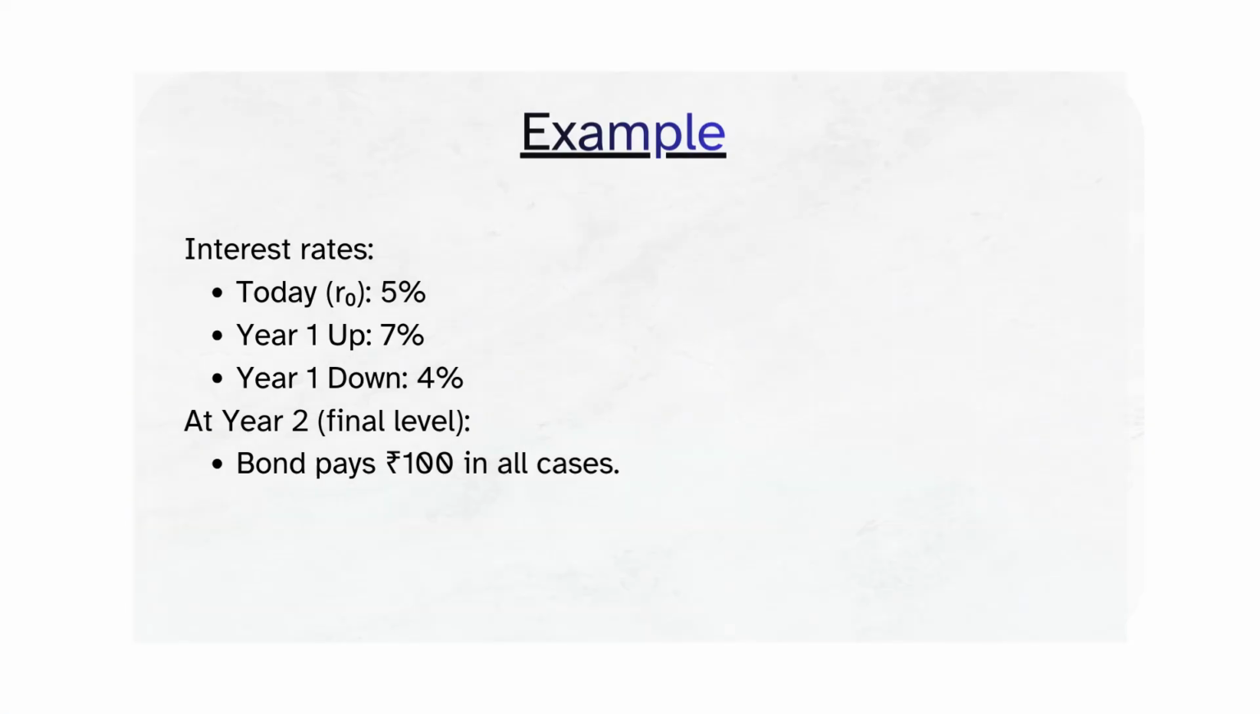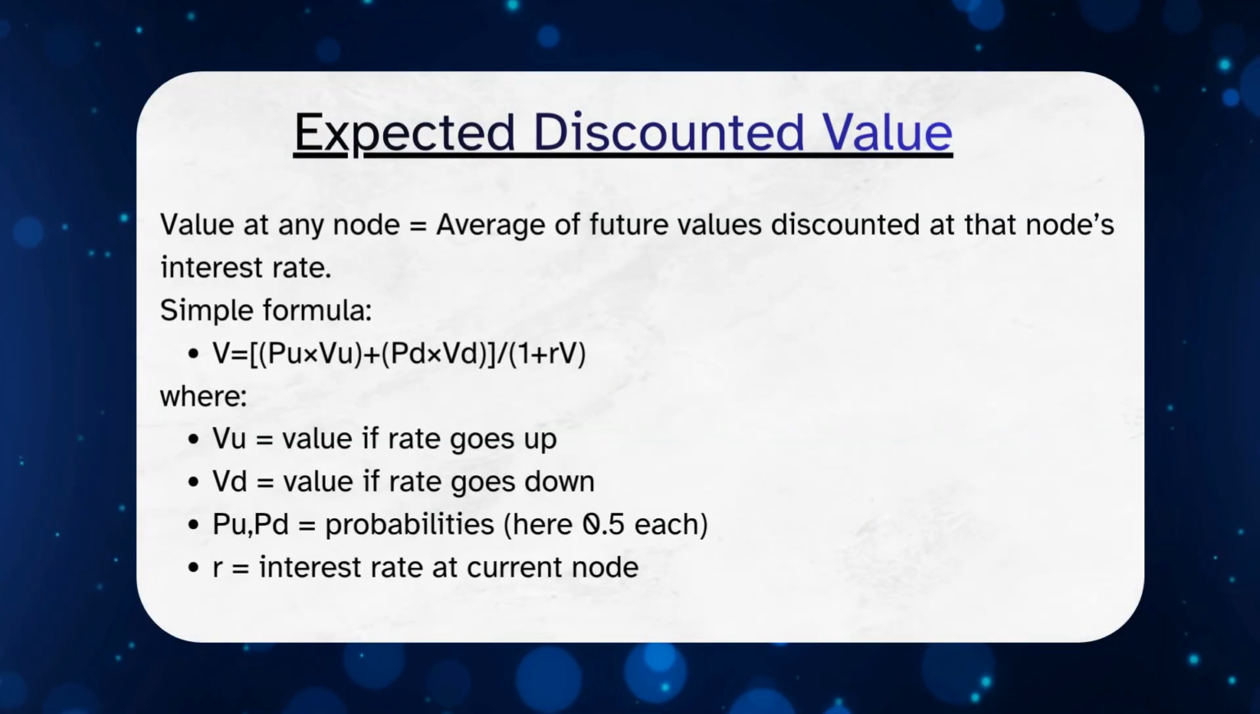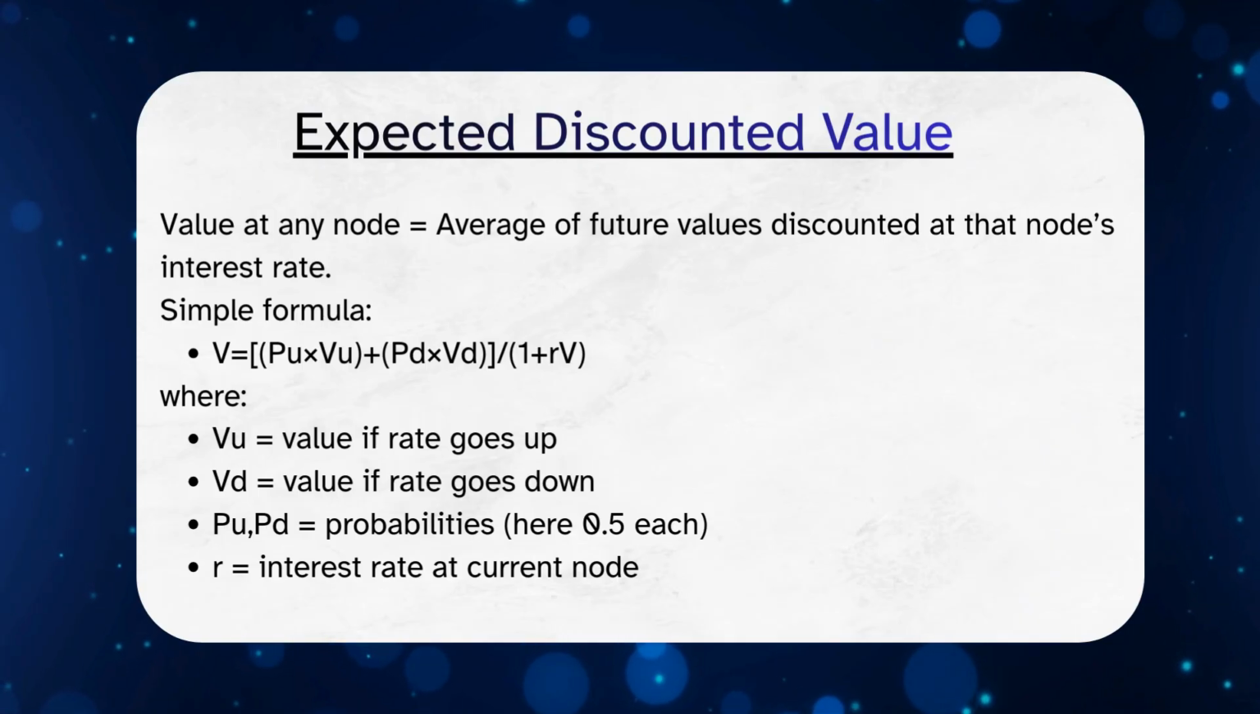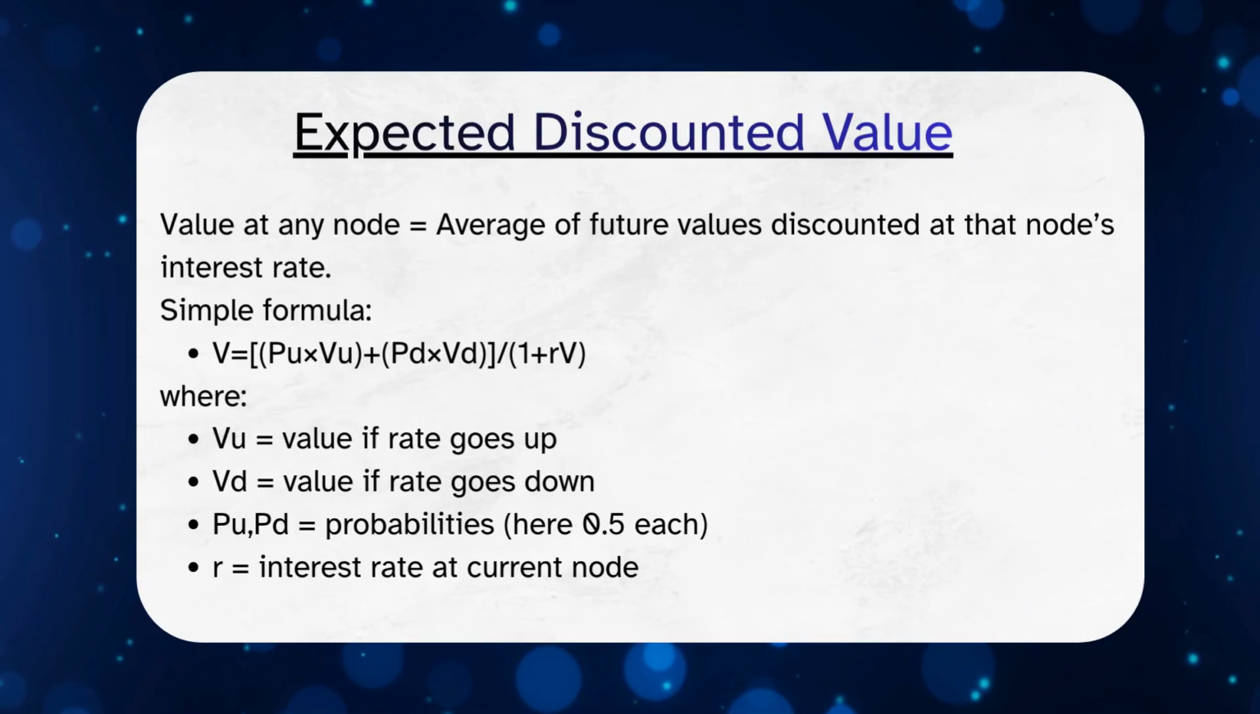Now comes the main idea: the expected discounted value. At every point in the tree, we look ahead at the possible future values, take their average, and then discount them using the interest rate at that point. In simple words, we first imagine the future, then bring it back to the present step by step.